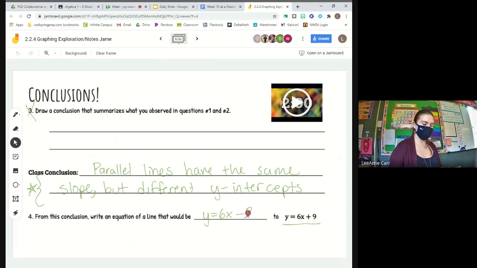Good. Okay, so this is just an example of something that could be parallel. You'll notice that Emery kept the same slope. The only thing we've changed here is our 9 has now become a -2. And literally, you could write any number there that you want. The only thing that has to stay the same is a 6. So if I wanted to put like plus 10,000, go for it. Okay, it's technically parallel. The only thing that matters is that the 6x stays the same.